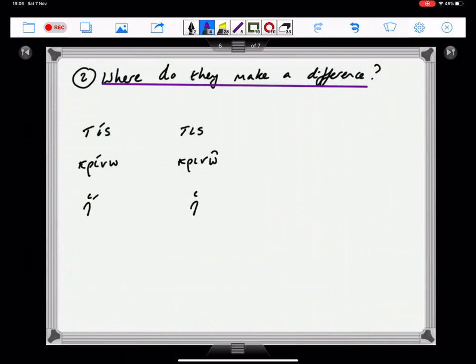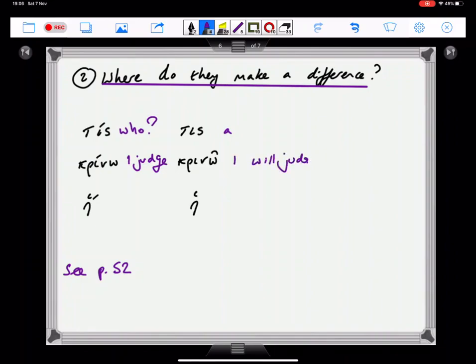Dobson gives you a short roundup on page 52, and I want to extend that slightly. First of all, tis with an accent is an interrogative. Who? Tis without an accent means a. Crino with an acute, I judge. Crino with a circumflex, I will judge.